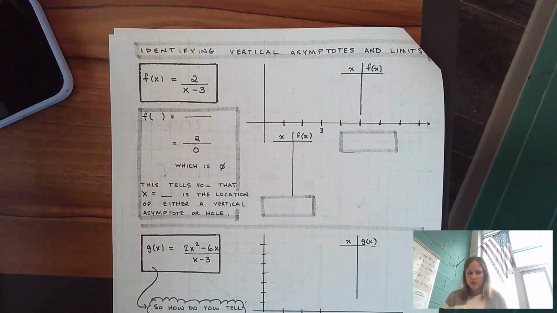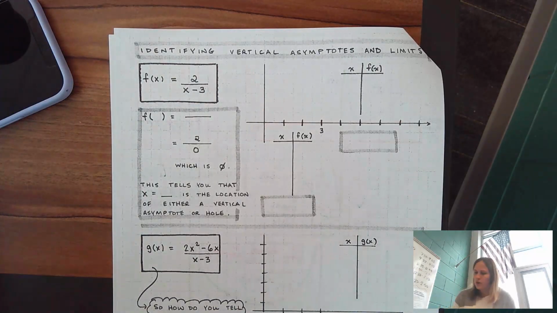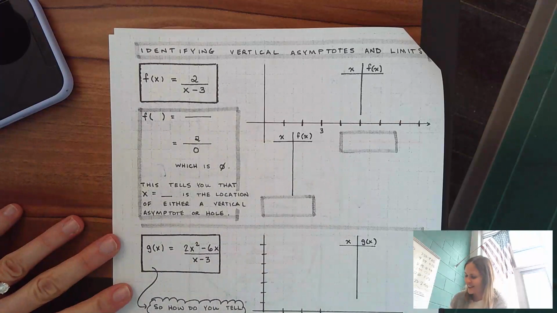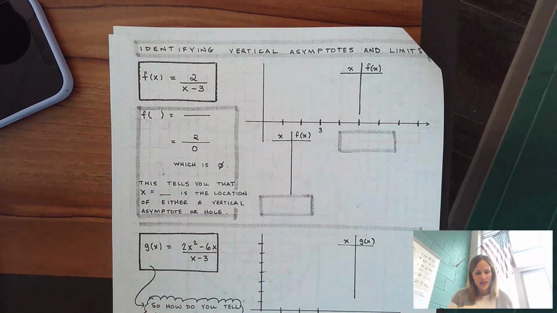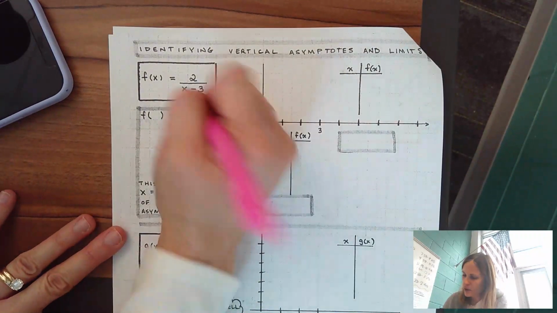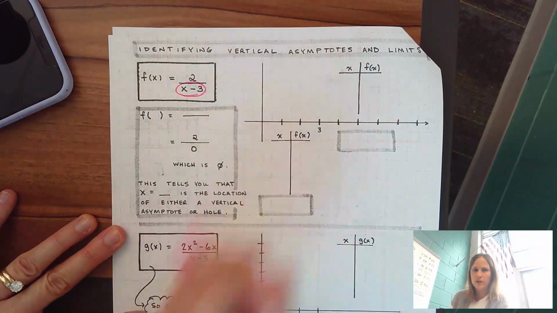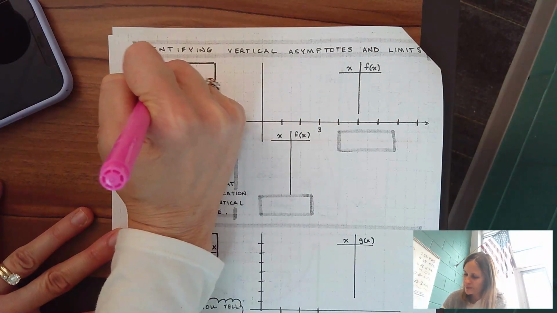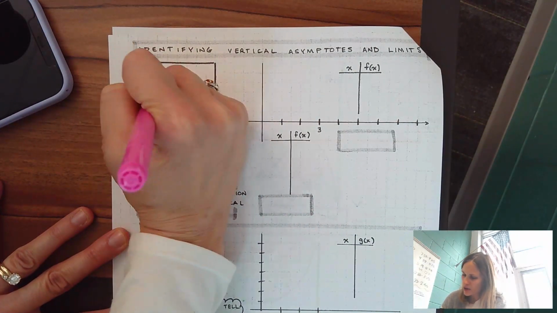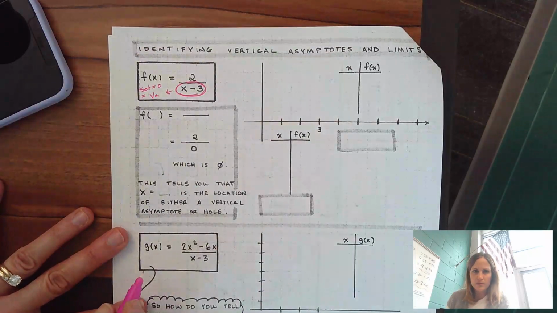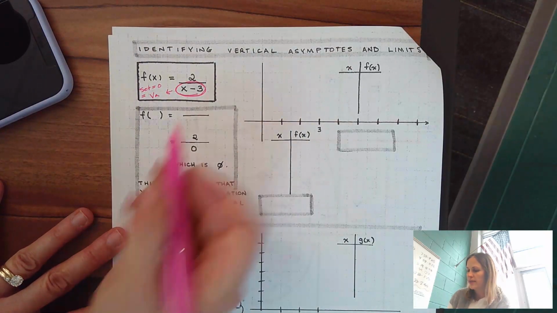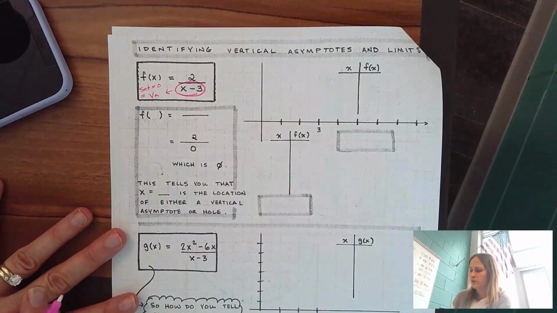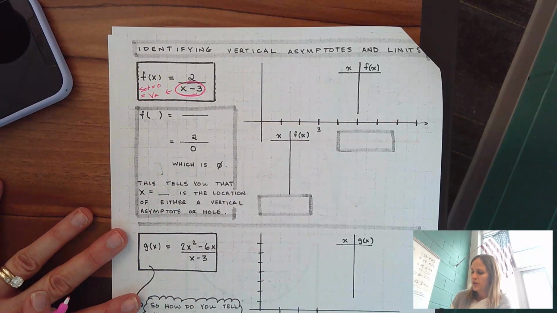Okay, so how do you know where the vertical asymptote is? One of the things I want to make sure that you understand is that the vertical asymptote has to do with the denominator of your graph. So if you set this equal to 0, it equals your vertical asymptote. I'll have you write that down. So if you set this denominator equal to 0, it equals your vertical asymptote.